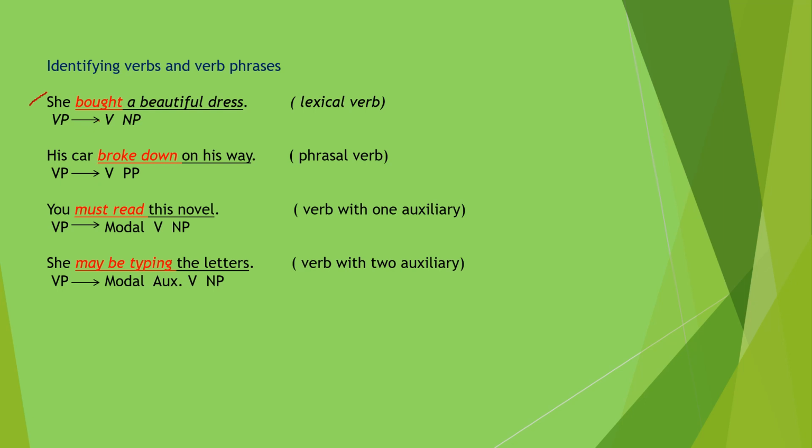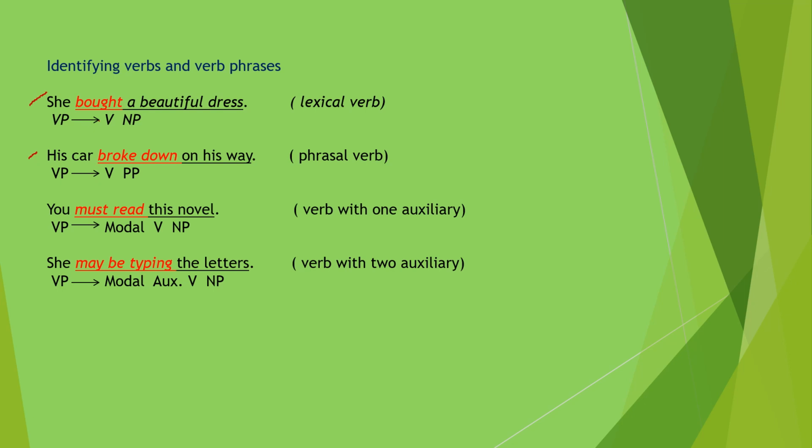In the second sentence, again just after the verb broke, all the things will be under the verb phrase. So broke down is a single verb, it is a phrasal verb. That's why we have two words here, but it will be divided as a single verb. So we will divide it as we, and then on his way. On is a preposition, that's why we have a prepositional phrase here. So the structure of this verb phrase is verb phrase divided into verb, that is broke down, and prepositional phrase, that is on his way.